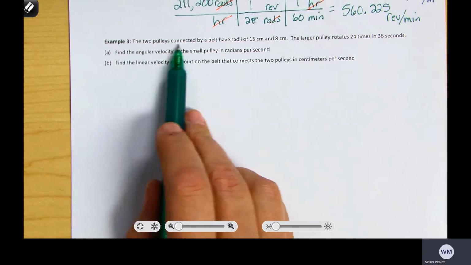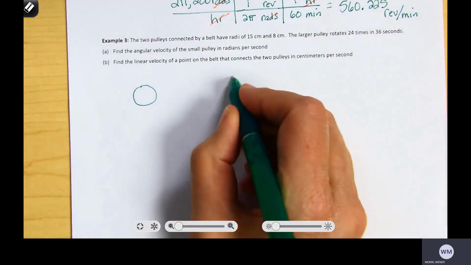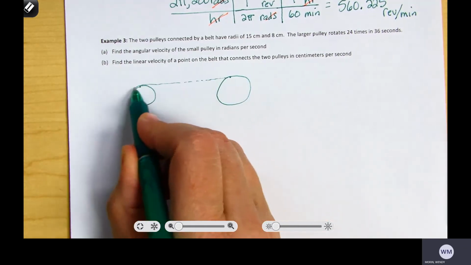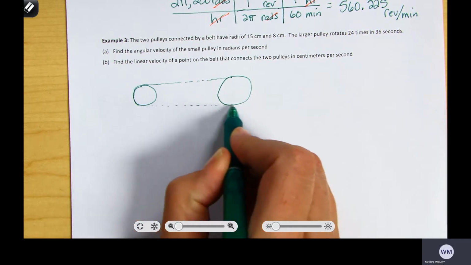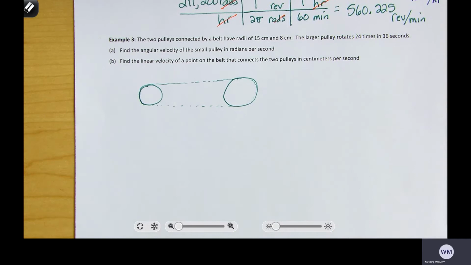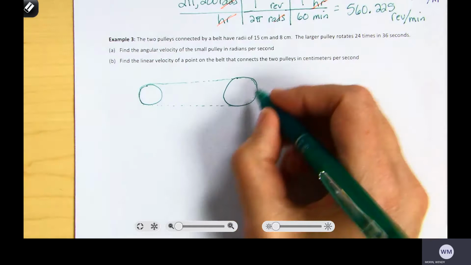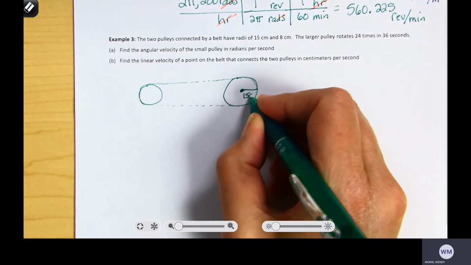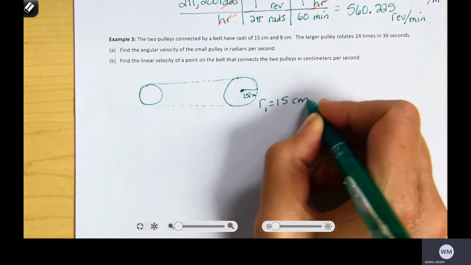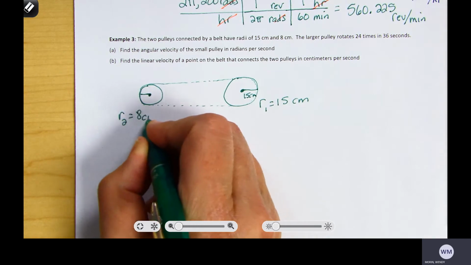It says 2 pulleys connected by a belt. So the first thing I'm going to do is draw the best that I can. Think of it like a chain around on a bike. Okay? And one has a radius of 15 centimeters. So I'm going to call that radius 1 equals 15 centimeters. And over here, we have radius 2 equals 8 centimeters.